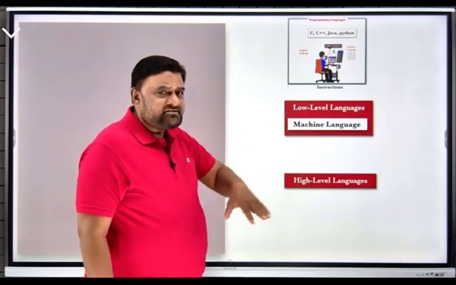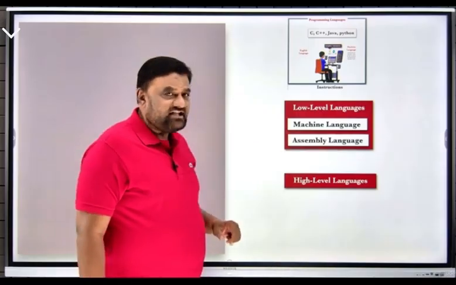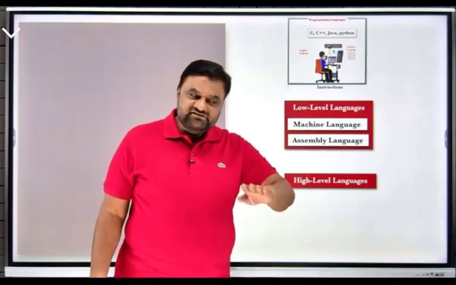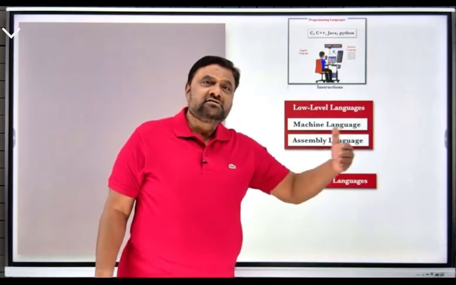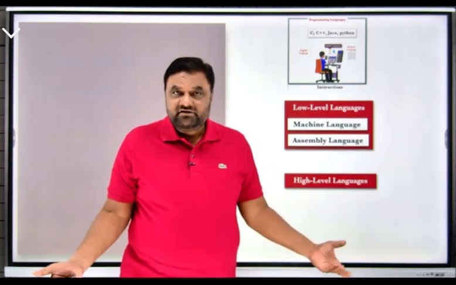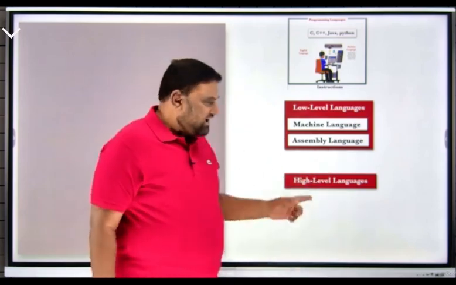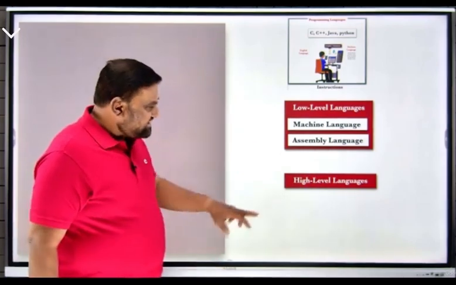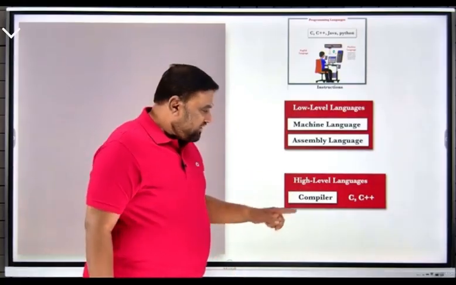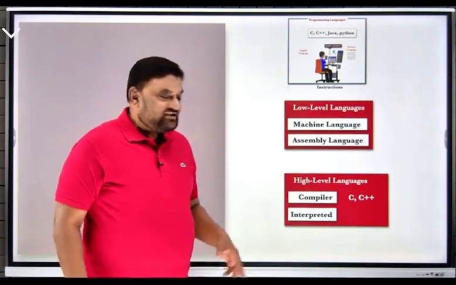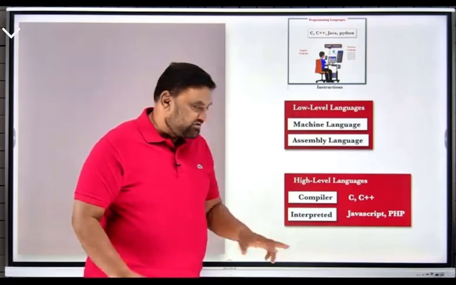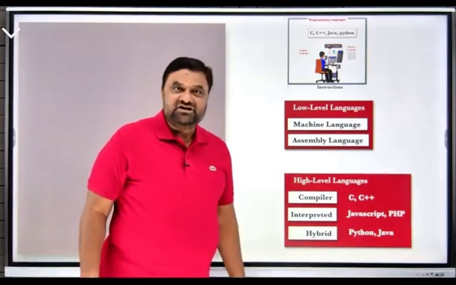Now, to make it a little bit simpler, there was one more language called assembly language, but still it is difficult. It is similar to machine language, but a little bit easier. These languages are called low level, meaning they are close to the machine. If you can learn and program in them, that's better, but we don't use these languages. We use high-level languages. High-level languages are either compiler based like C++, or interpreter based like JavaScript and PHP, or they are hybrid, both of them, like Python and Java.